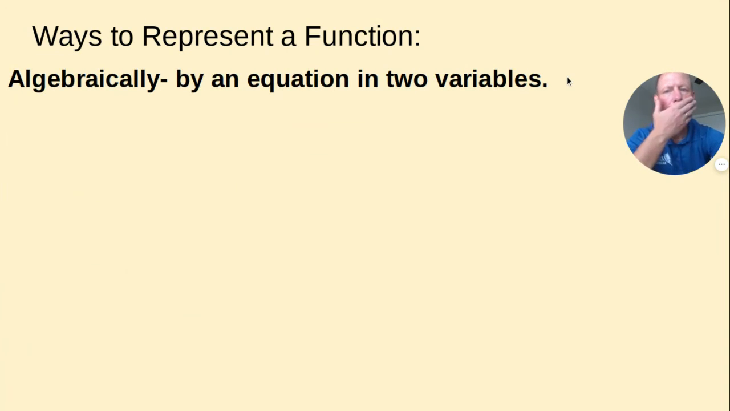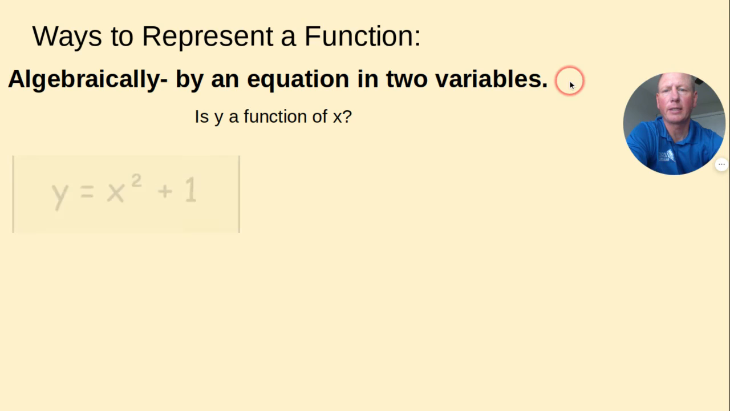Okay, the fourth and final way is algebraically. We say algebraically by an equation in two variables. So in the first example, we're just going to determine whether y is a function of x. What we're going to look for here is, if I plug in a value for x, am I going to get multiple values for y? So in this one, notice I can plug in 1 for x, I'm going to get 2 for y. Plug in -1 for x, I'm going to get the same value for y. And that's okay, just as long as each x value has exactly one value for y. So this would be a function.